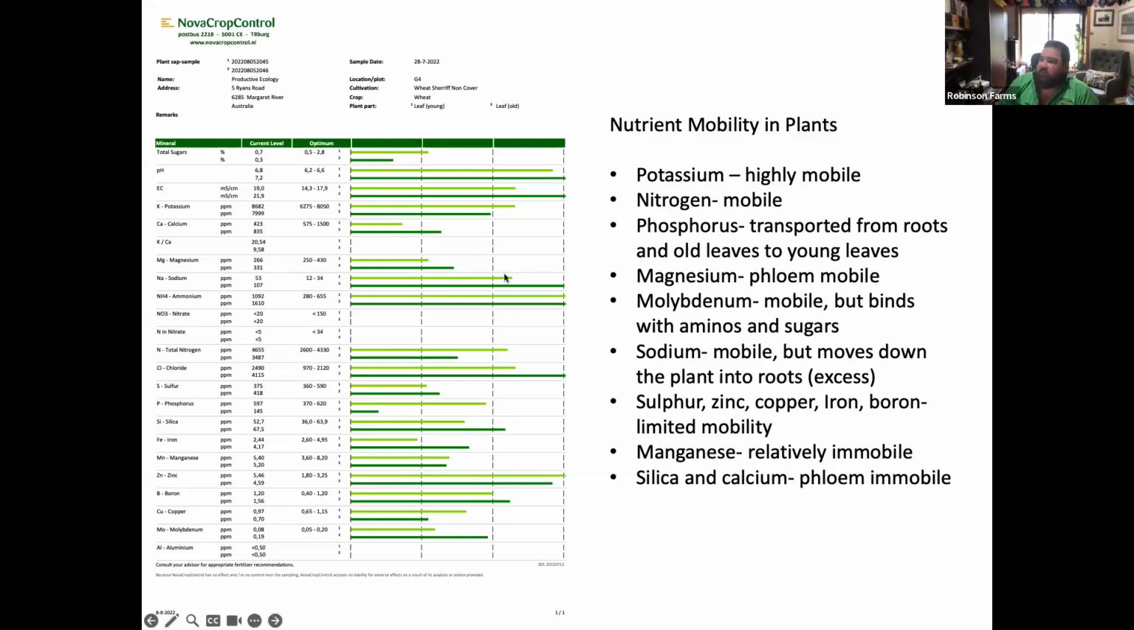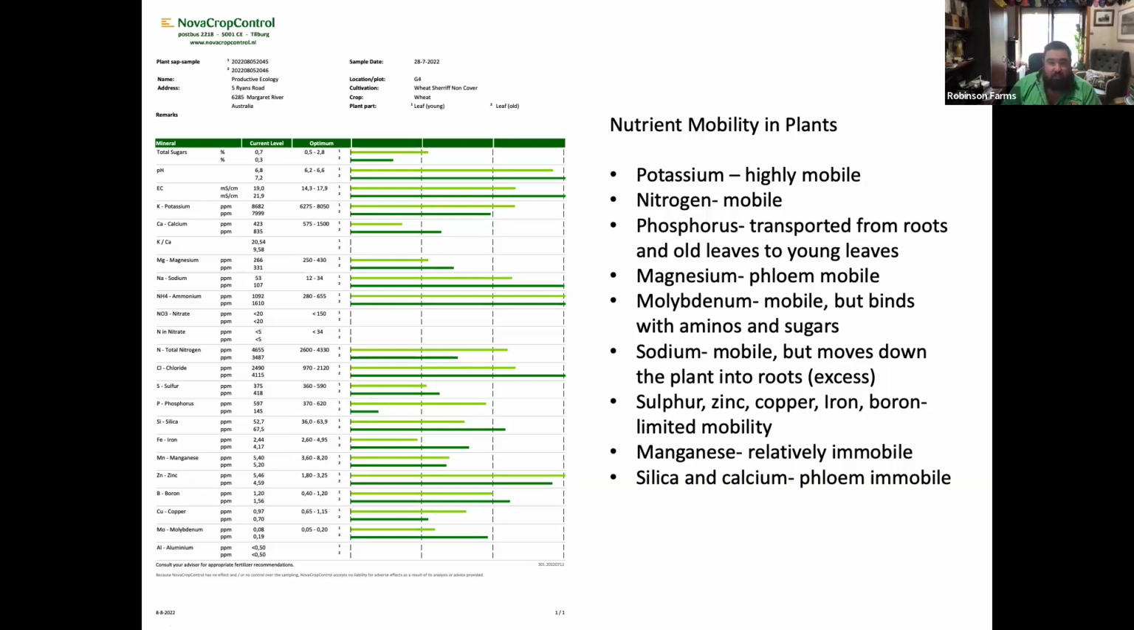If you can see my cursor there, with phosphorus, we can see here that we've got very low phosphorus in the old leaves, but lots of phosphorus in the new leaves. So we're actually pulling phosphorus out of that old leaf and putting it into the new leaf. This tells me here that we need to have phosphorus in our sprays.